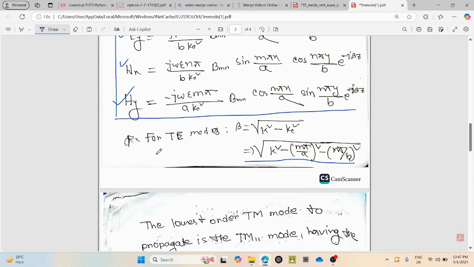And also the cutoff frequencies for the TM modes are the same as those of the TE modes. The guided wavelength and phase velocity for TM modes are also the same as those for the TE modes. So this equation is also valid for TM modes.